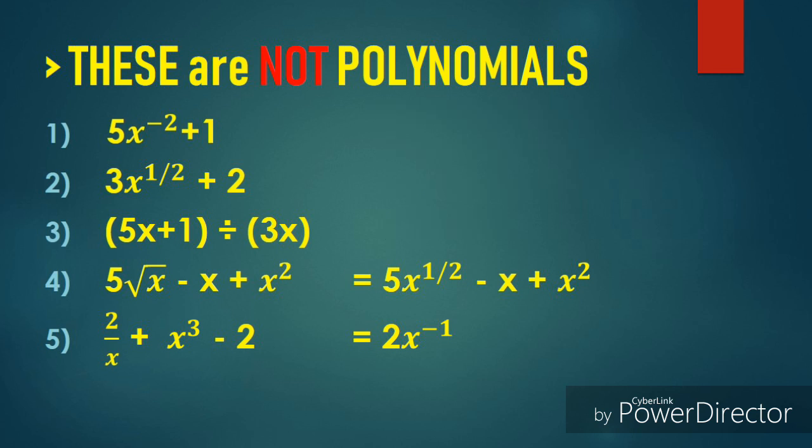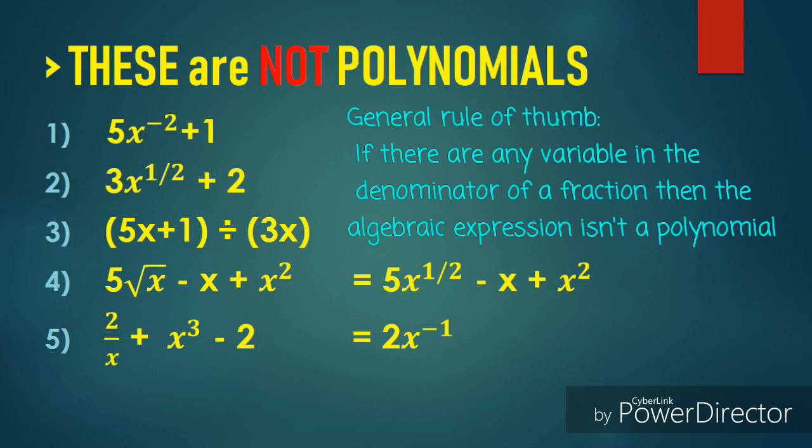Same as number 5. Kapag kinonvert natin yung 2 over x, magiging 2x raised to negative 1 siya. So this algebraic expression has a negative exponent in it, at alam natin na bawal yun. Another rule of thumb: if there are any variable in the denominator of a fraction, then the algebraic expression isn't a polynomial.